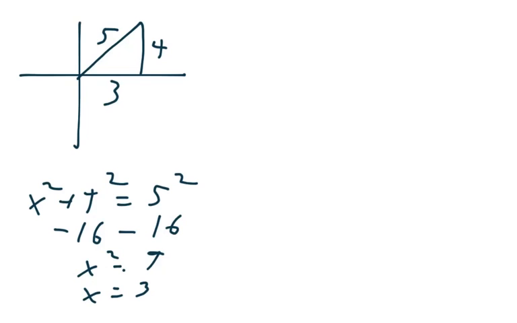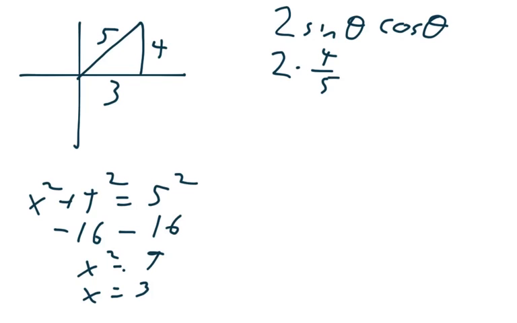So when we do the sine of 2 theta, we do 2 sine theta cosine theta, which is 2 times 4/5 times 3/5. And since these are all numbers, you can put it in your calculator, and you'll wind up with 24 over 25.